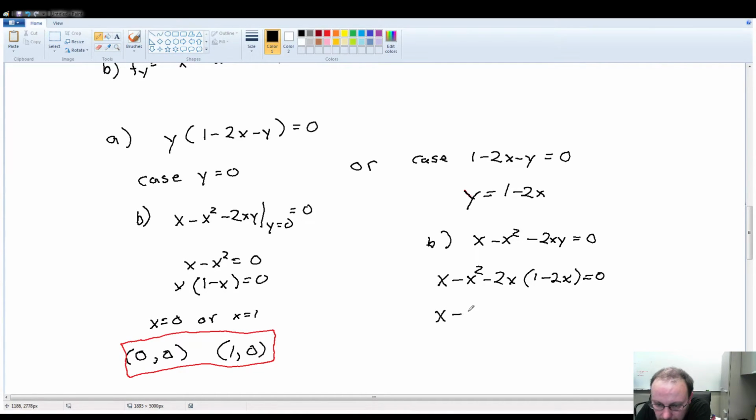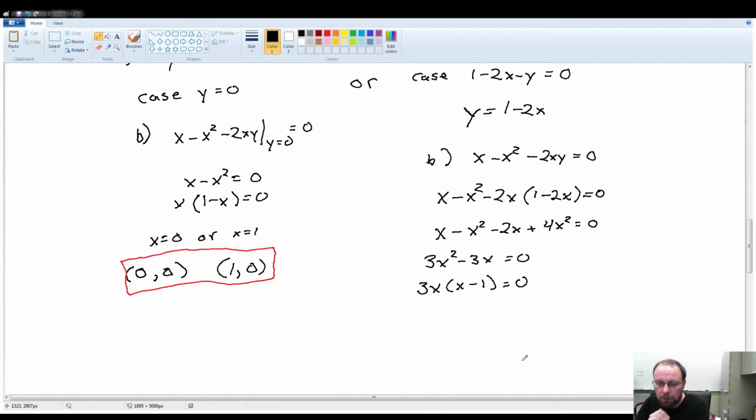Distributing and either factoring or using the quadratic formula, we get to know what x is. Alright, so we have 3x squared minus 3x. Oh, nice. That's pretty simple. So 3x is a common factor.